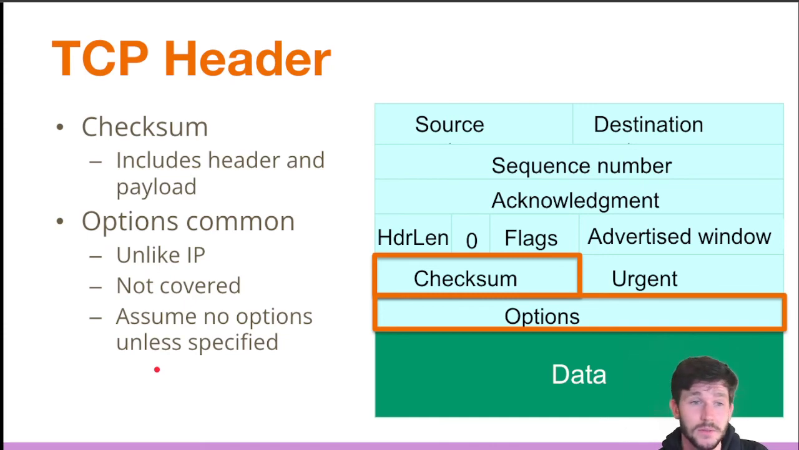Now finally, before we get to the data, we have the checksum, which I mentioned before is used to verify that none of the data or the header is corrupted, and options. They're actually used in TCP, but we won't talk about them in this class very much.